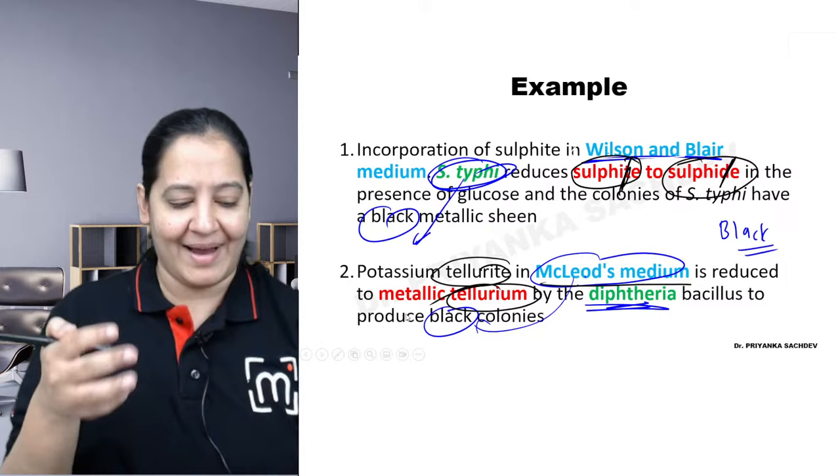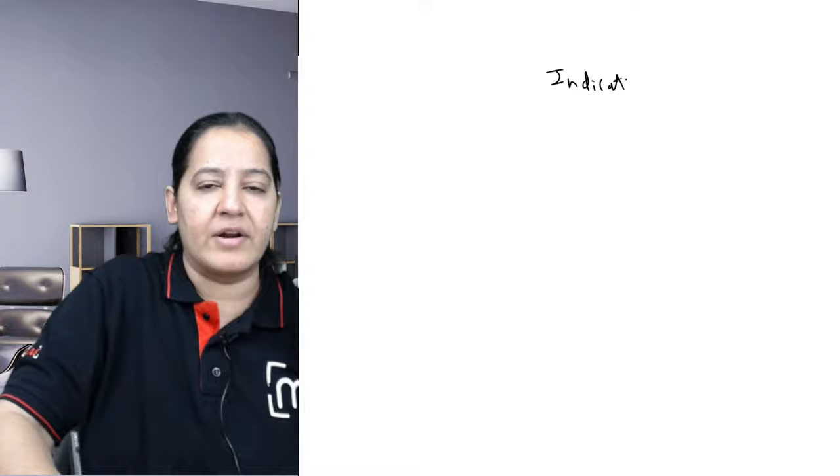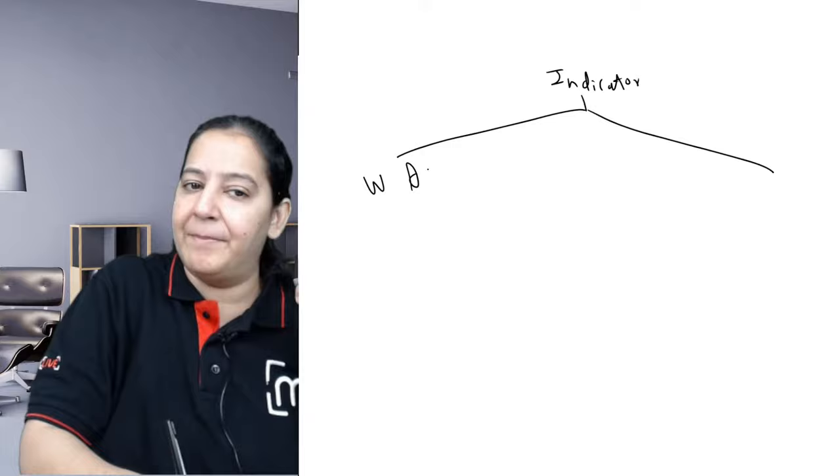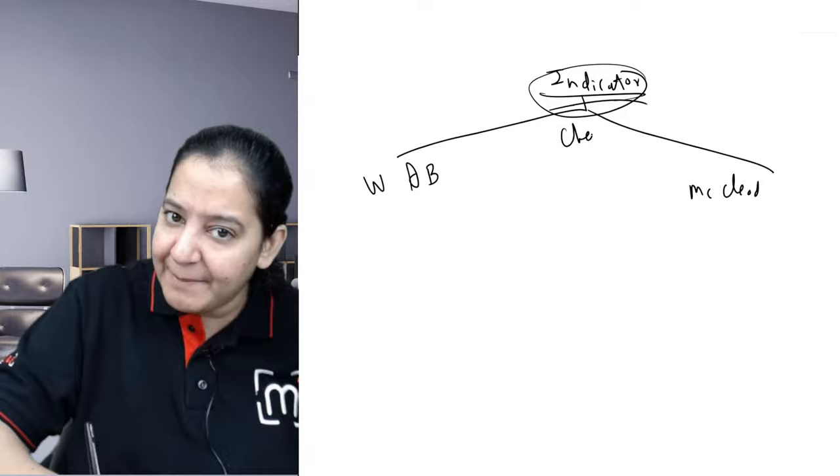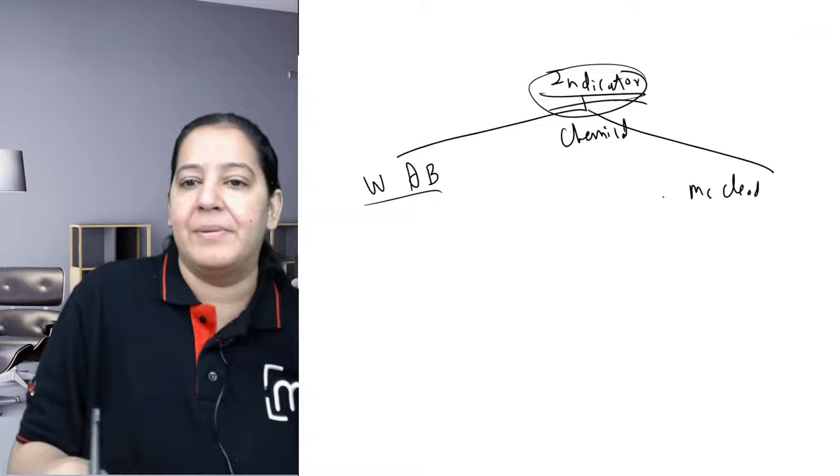So can you tell me what is the indicator media? Ram, can you tell me? Indicator media has two examples. Number one, Wilson and Blair. Number two, Macleod. The first thing, students don't even know the example, or the meaning of the indicator. Learn the definition: we are adding some chemical here to give a change in color. That is known as indicator media. There are two examples, Wilson and Blair and Macleod.